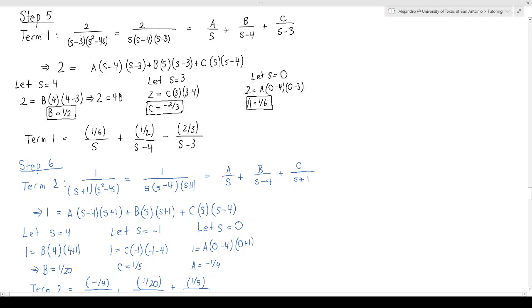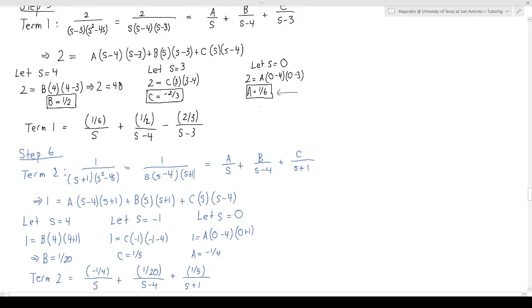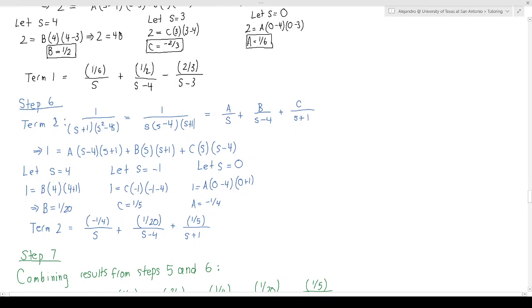And in the typical way that we solve for the constants, first of all, we multiply the entire s times s minus 4 times s minus 3 to the right-hand side. We end up with this big equation here. And then we have these three conditions: let s equal 4, let s equal 3, and let s equal 0. That's in order to find a, b, and c. And we've seen how to do that before. We get b is 1/2, c is negative 2/3, and a is 1/6. And so we just plug those into our term 1. So term 1 turns into 1/6 over s plus 1/2 over s minus 4 minus 2/3 over s minus 3.